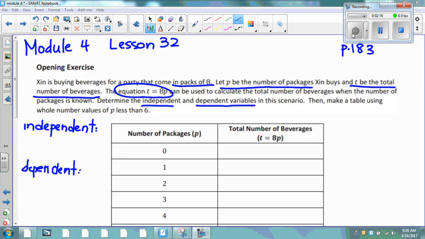Go ahead, Kevin. We said the independent was total. The independent is not the total, because we can't find the total without what information? What information gives us that total? The number of packages. Yeah, the number of packages will give me an idea.